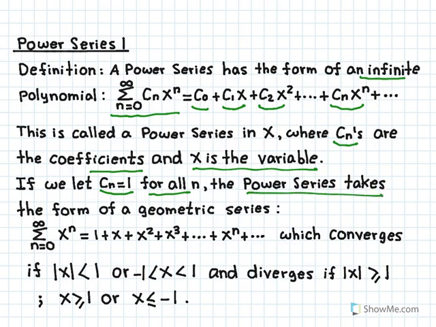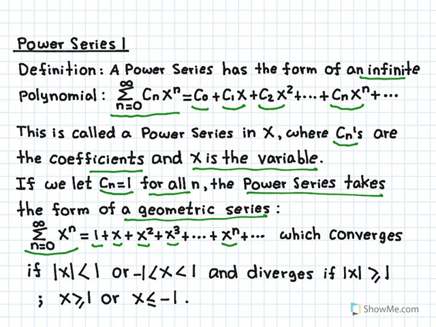If we let all the coefficients c sub n be equal to 1 for all n, the power series essentially reduces to a geometric series. So we get summation n equals 0 to infinity x to the power of n, because c sub n is just 1. So we get c0, which is 1, plus c1x, so we get 1 times x plus x squared plus x cubed plus x to the power of n. And this is a geometric series with common ratio, which is x.